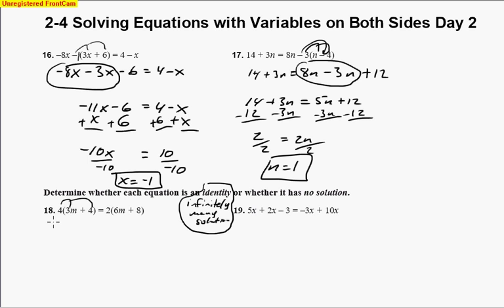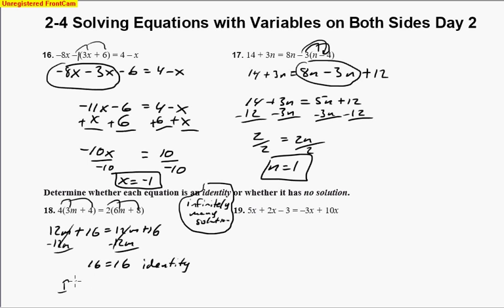So I distribute. I've got 12m plus 16 equals, on this side I have 12m plus 16. So you know you have one of these two when your variable terms are the same on both sides. And you'll see why, because we'll subtract the 12m, and they both cancel out on both sides of the equal sign. We're left with two numbers that equal each other. Whenever you have two numbers that equal each other, that's called an identity. And that tells us that we have infinitely many solutions. So if they ask for what the solution is, that's what our answer would be if we end up with that identity.